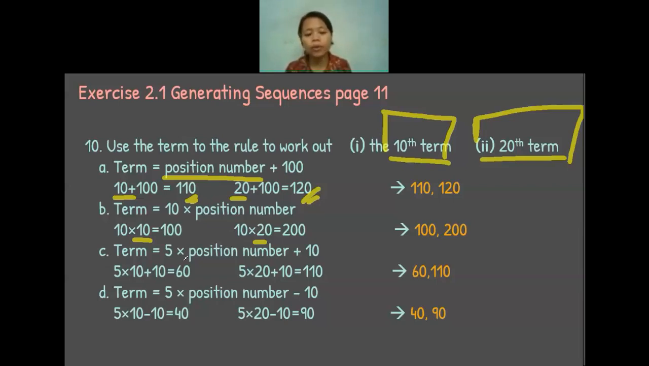So same, we replace the position number with 10 and 20. 5 times 10 is 50. 50 plus 10 will be 60. For the 20th term, it will be equal to 110.